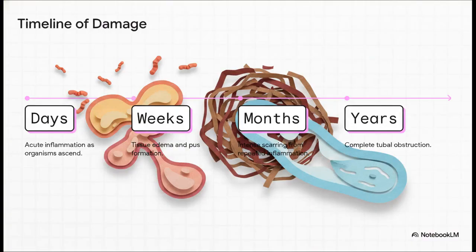If we literally trace the timeline of this damage, it reveals a pretty stark progression. In the initial days, you get acute inflammation as those organisms ascend. Within weeks, this leads to intense tissue edema and pus formation. This can actually create a pyosalpinx, which is literally a pus-filled fallopian tube. Not great. As months pass, this repeated inflammation causes intense scarring. And over years, that scarring leads to complete tubal obstruction. You can develop a hydrosalpinx, which is a permanently blocked, fluid-filled tube resulting entirely from that chronic damage.